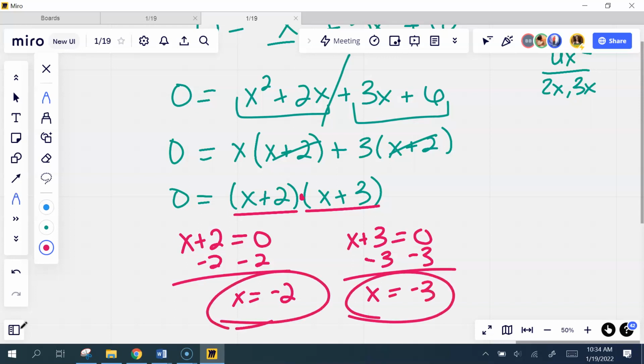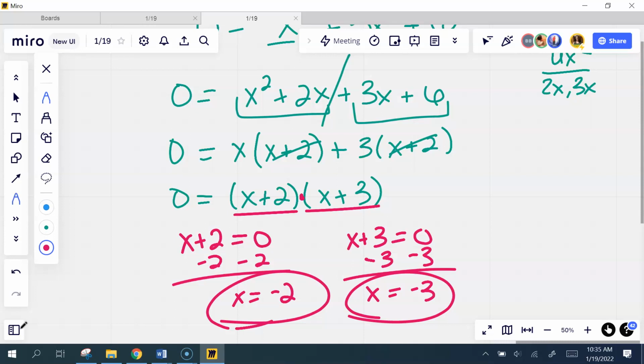So a quadratic equation could have 2 solutions now, instead of the 1 solution that I'm used to with linears. But here, if I plug -2 in, that would make that very first one 0. That would make the equation true. And if I plug -3 in here, that would also make that second one 0, which would make the equation true. Does that make sense?